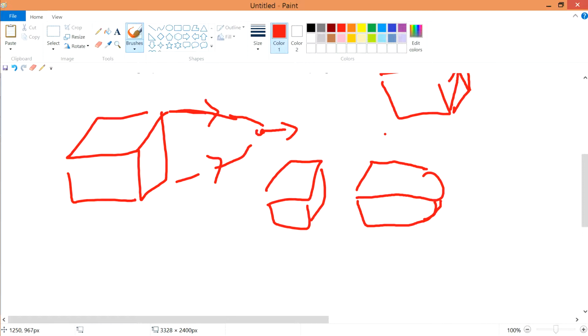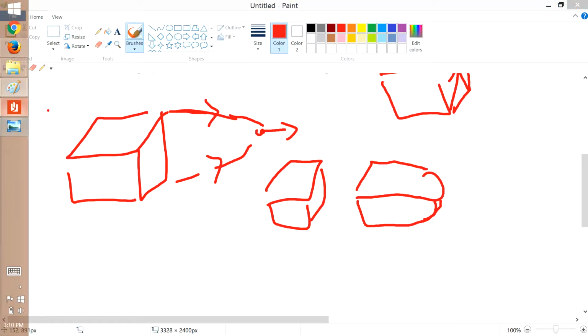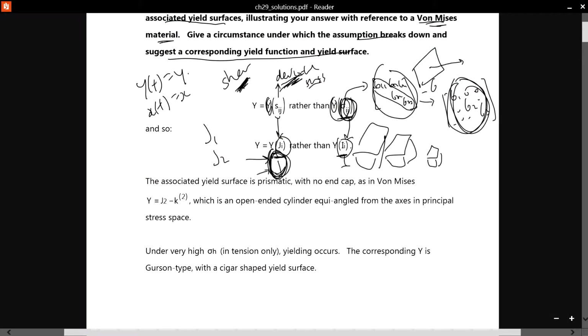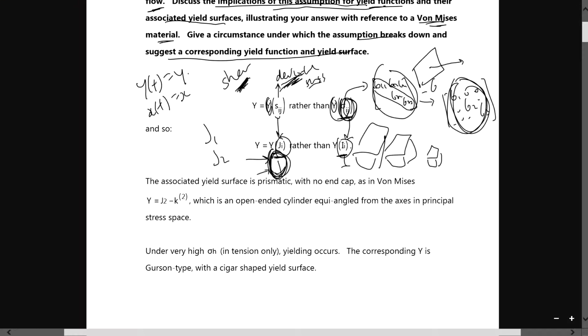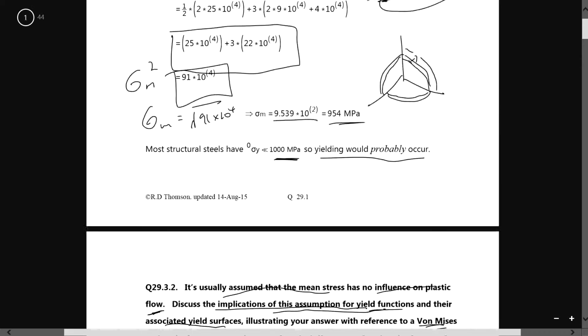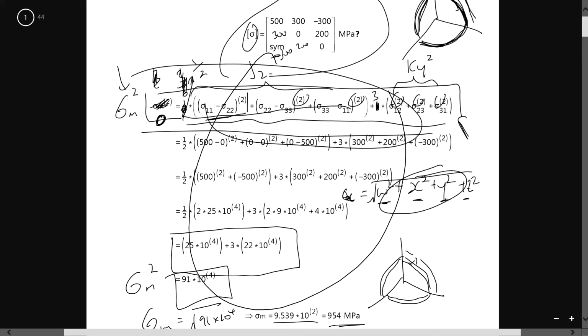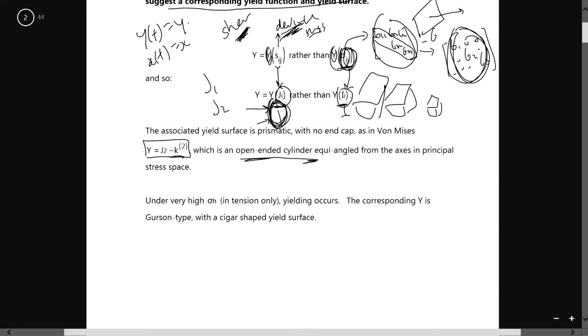I know that my explanation sucks, but at least there is something there, because I don't even know how the open-ended cylinder would look like and things like that. But it deals with the J2 minus K squared. If you still remember, this is the yield strength criterion, or the von Mises criterion. So this is the equation that I have been using just now to calculate all this stuff over here. It's the same thing.